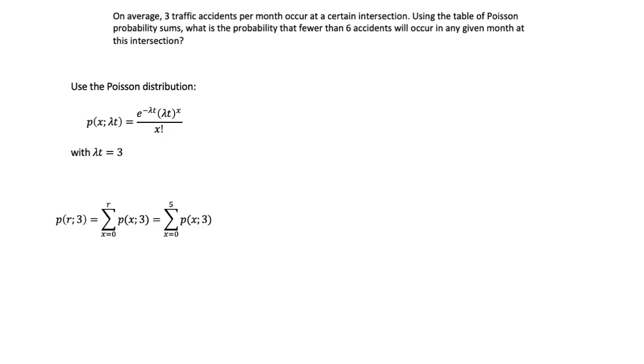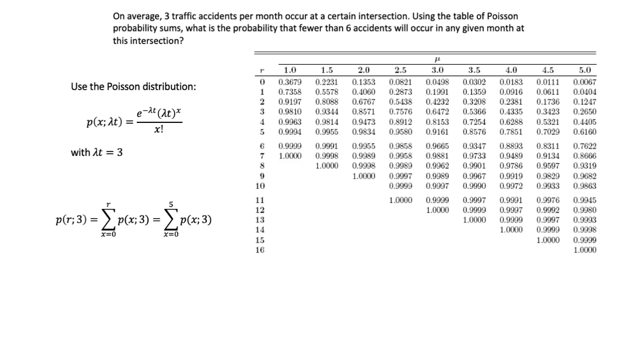What we're going to be interested in is this probability sum. We're going to sum from 0 to 5. I'm going to take p of x with the mean of 3. Looking at a probability distribution, we have mu 3 and r is equal to 5. That gives us a probability then of being less than 6 would be 0.9161.